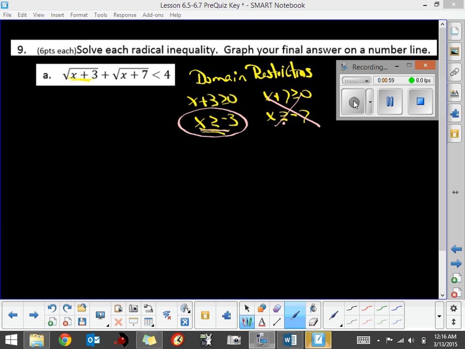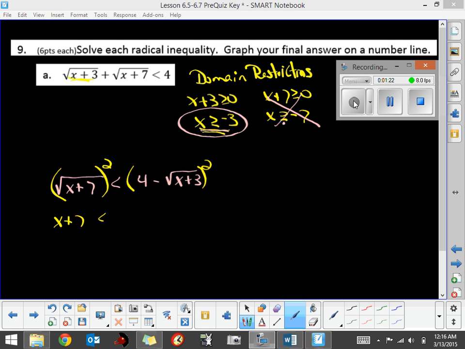It really doesn't matter which one you isolate. I'm going to isolate the x plus 7, and that's going to give me, I keep putting an equal sign, but it's really a less than, 4 minus the square root of x plus 3. So we're going to get rid of this radical of x plus 7 by squaring. So x plus 7 is less than, then we square our binomial and get a trinomial. So it's 16 minus, multiply these two together and double, so minus 8 square root of x plus 3. And square your last, which gives you x plus 3.